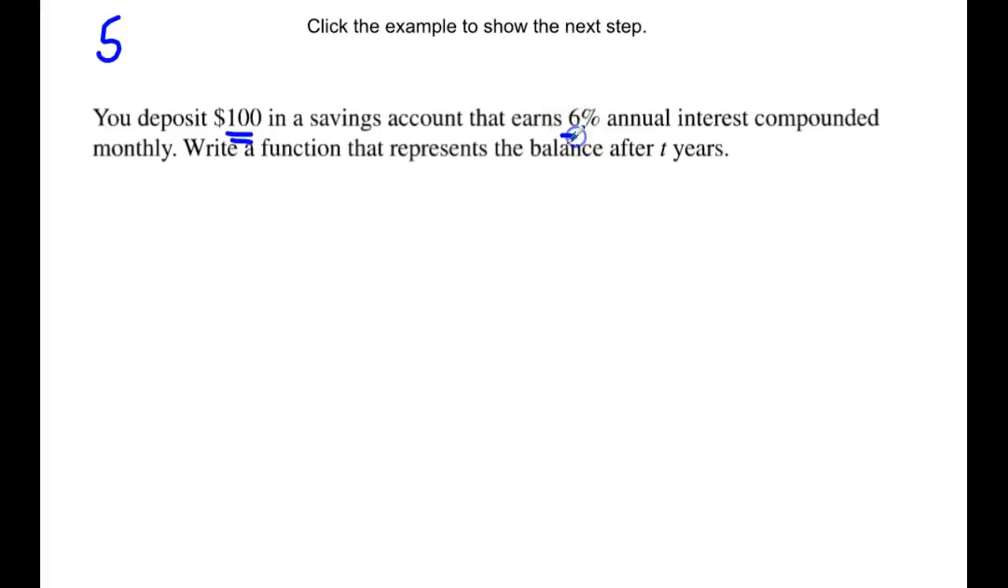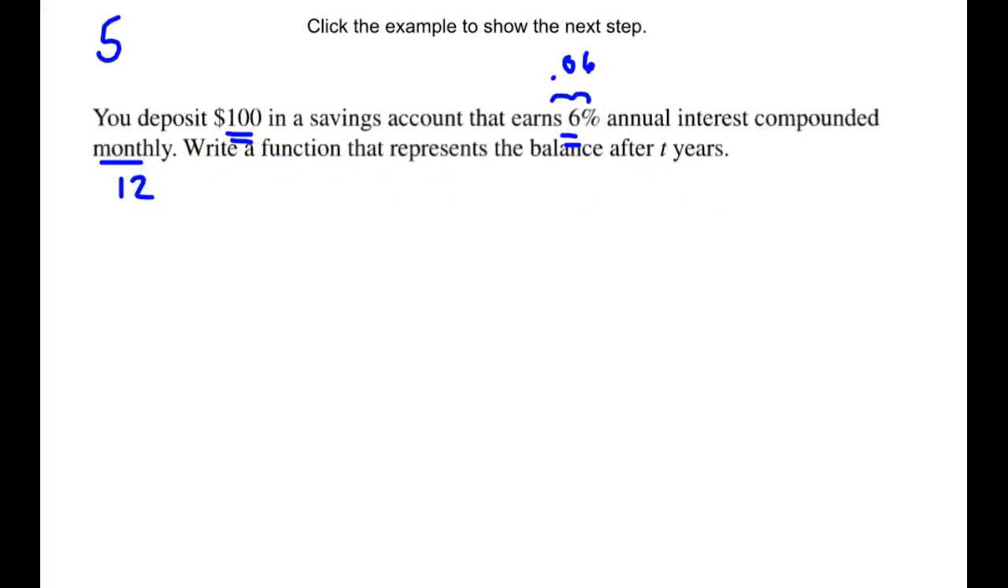I have my percentage, and I don't like percentages when I'm dealing with numbers, so I want to go ahead and make this into a decimal. So I move it over twice, so it's 0.06. My interest is compounded monthly. Well, I know that monthly means there are 12 months in a year.